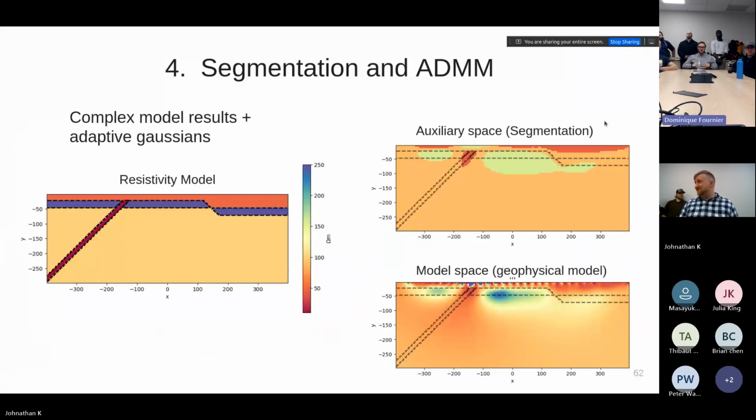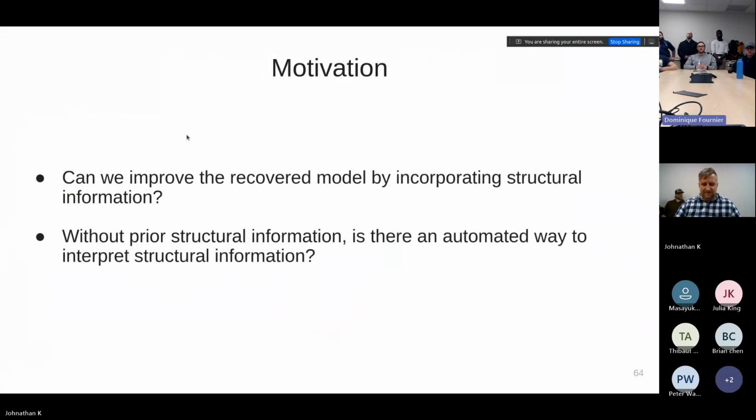And then this one was for Thibault, but he's not here. He wanted to see this model done. So I wanted to try this in a more complex simulation. And here I started playing with some adaptive Gaussians to estimate how many classes there should be.